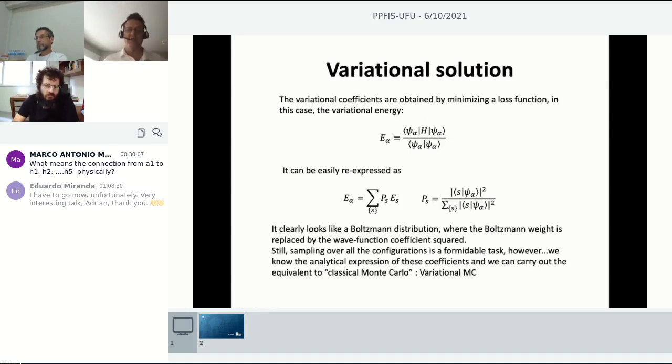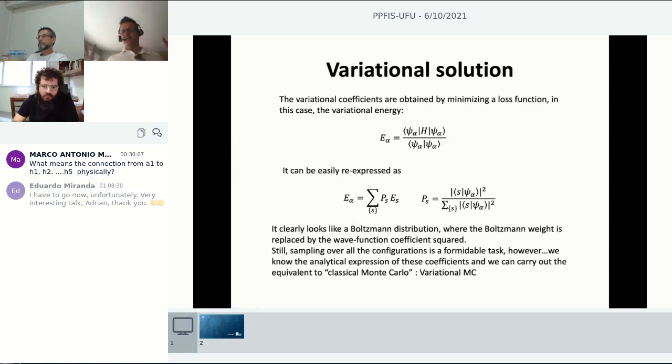We still have an exponentially large number of spin configurations, right? So how do we carry out this sum? That's impossible. So what we do is quantum Monte Carlo. We do stochastic sampling over spin configurations, and it's similar to doing classical Monte Carlo for the Ising model. But now, instead of using the Boltzmann factor, we use the coefficient squared of the wave function. And this is what we call variational Monte Carlo, basically.